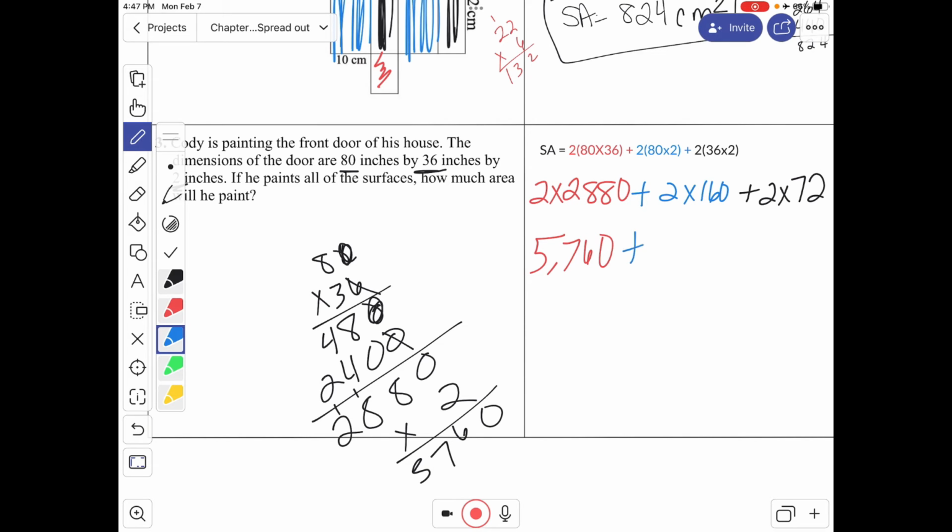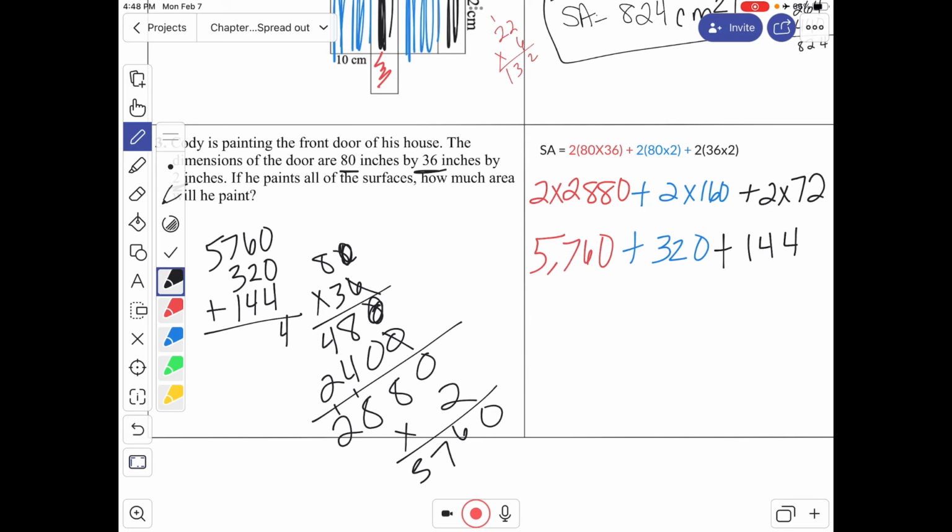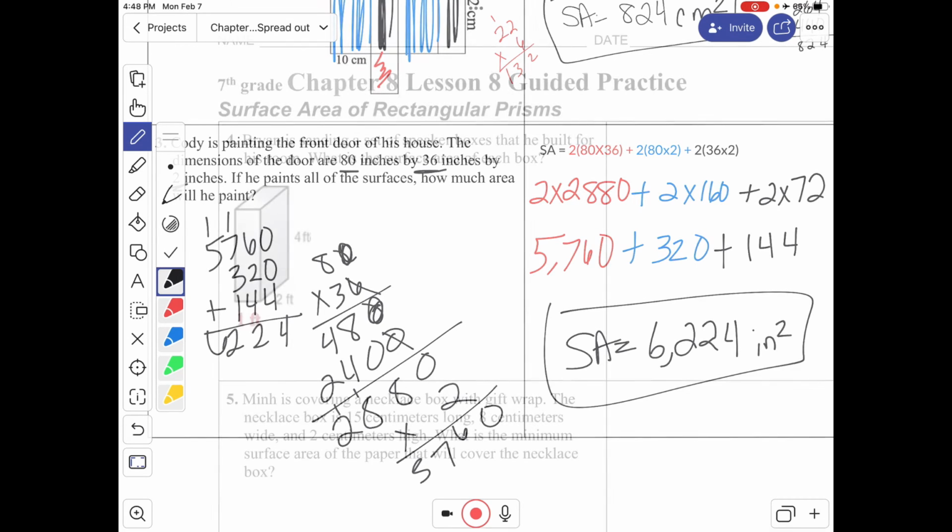5,760, plus 2 times 160 is 320. We've done that one already. Plus 2 times 72, 144. Then we have to add all of them together. We get surface area equals 6,224, and this was inches squared.